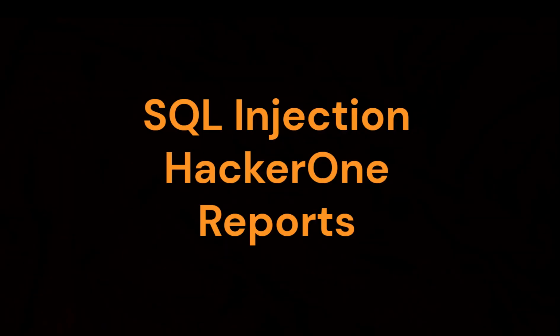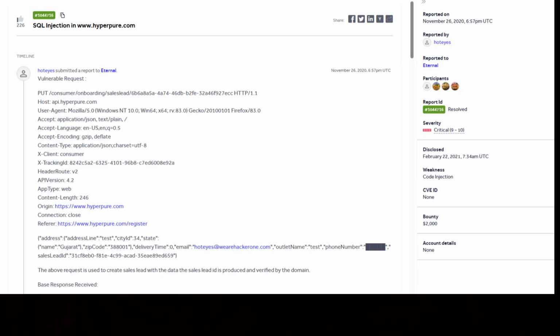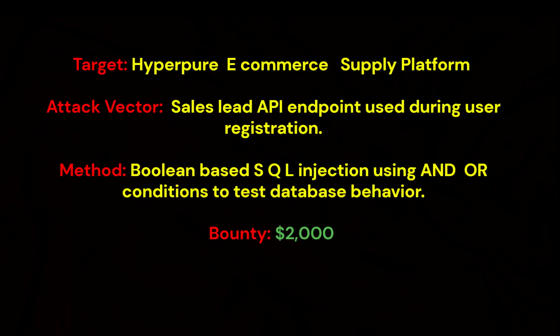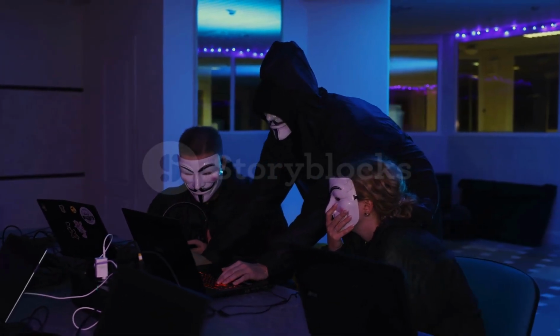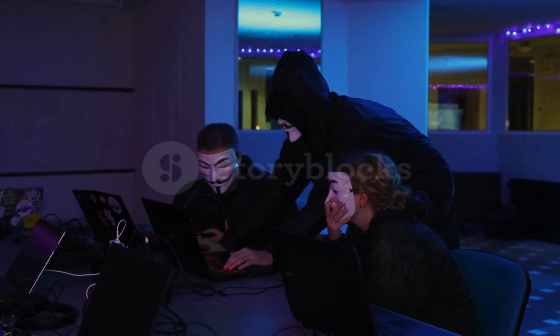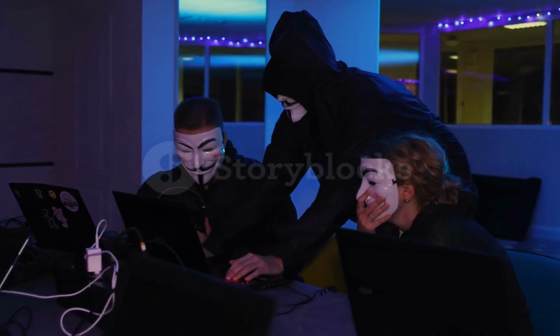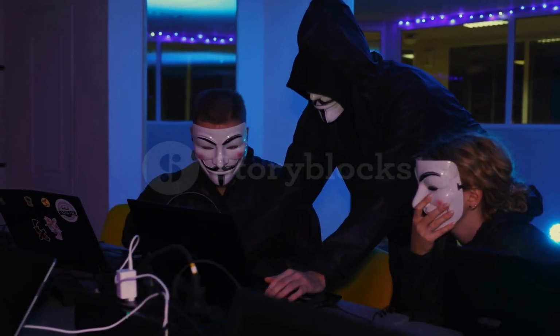Let's analyze actual SQL injection reports to understand what makes a winning submission. Report 1, API-based SQL injection. Target: Hyperpure e-commerce supply platform. Attack vector: sales lead API endpoint used during user registration. Method: Boolean-based SQL injection using and/or conditions to test database behavior. What the attacker did: 1. Sent normal API requests. 2. Added logical conditions, true and false. 3. Observed response changes. 4. Confirmed database interaction without errors.